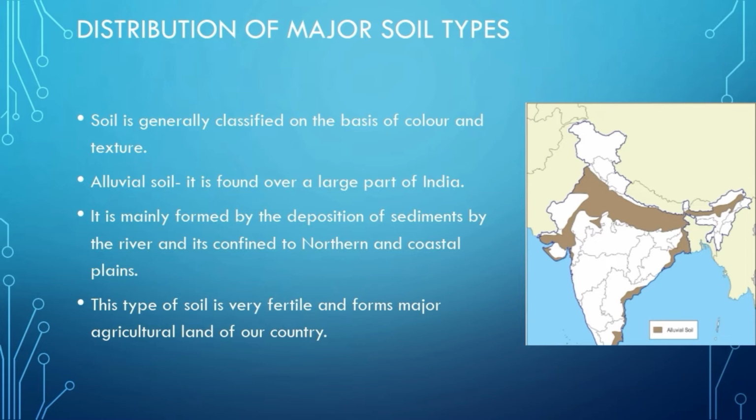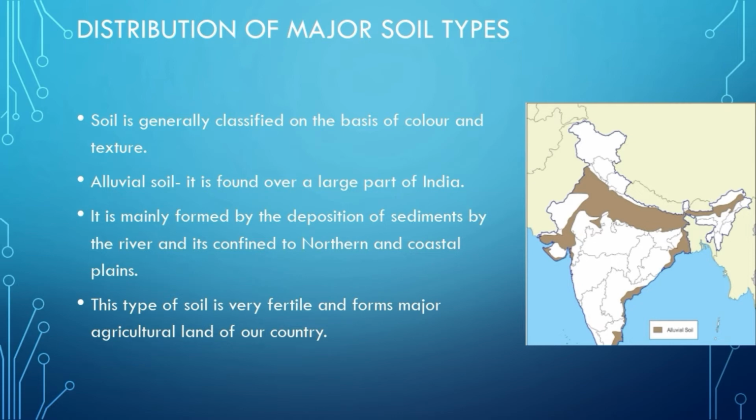Distribution of major soil types. So first of all we will learn about alluvial soil. Soil is generally classified on the basis of color and texture. So on what basis is soil generally classified? On the basis of color and texture. Now we will learn about alluvial soil.